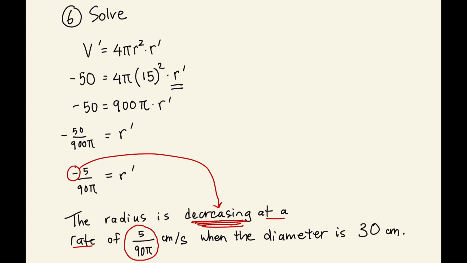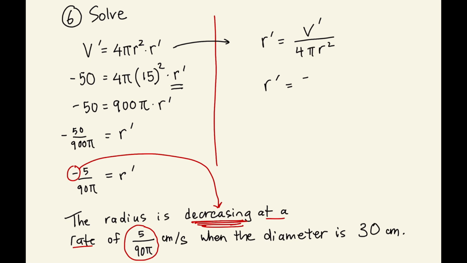Okay, so one other way that students might proceed solving this problem is that instead of just plugging the numbers in, you could solve for r prime here. You could say r prime is equal to V prime over 4 pi r squared. And then you would just proceed to fill in the known quantities. So 4 pi over 15 squared. And our final answer would be the same, negative 5 over 90 pi.